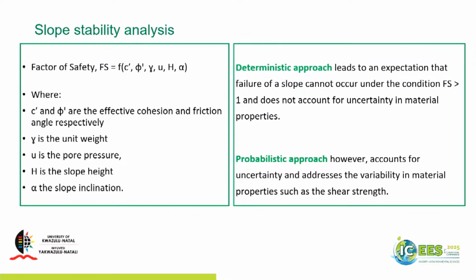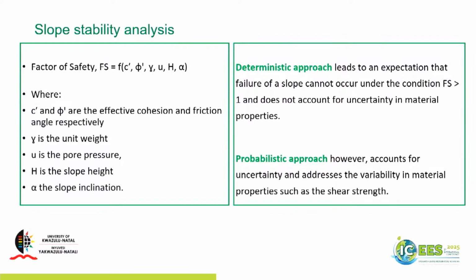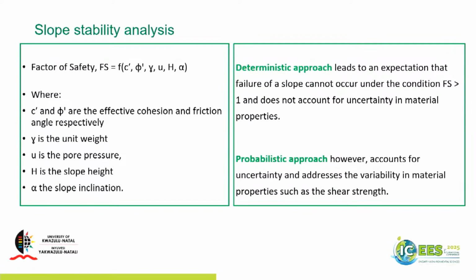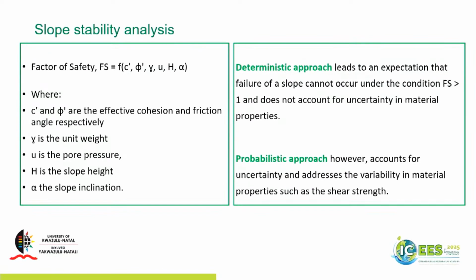So a bit on the slope stability analysis. Usually the measure of the safety of the slope is the factor of safety, which is the ratio of the shear strength to the shear stress. And the factor of safety is a function of the shear strength parameters, c and phi, the unit weight, the pore water pressure, the slope height, and the slope inclination. Invariably, most of these parameters are known with certainty, except the shear strength parameters, which are c and phi.